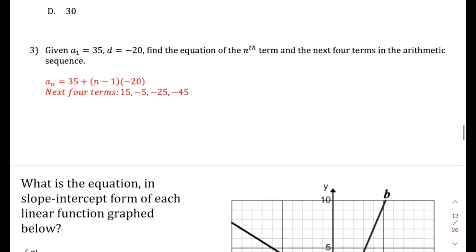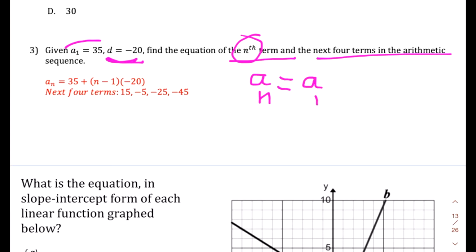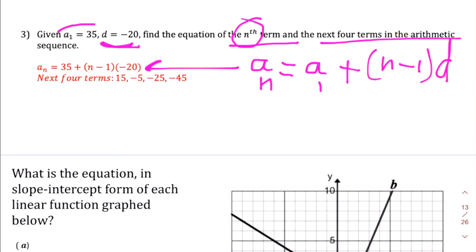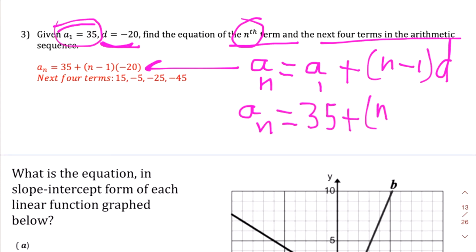Now the next question: given the first term is 35 and the common difference, this d is the common difference, okay, negative 20, find the equation of the nth term and the next 4 terms. So the equation of the nth term is using the formula, okay? So an, the nth term, equals the first term, a1, if you remember the formula, plus n minus 1 times d. This is your formula. And then you substitute, you get this. So an equals, a1 is given 35, so you put 35 here, plus n minus 1, you leave it n, okay? You don't need to worry about n, because they said the nth, they didn't say the 10th or the 20th, so you leave it n, times d, and d is negative 20.